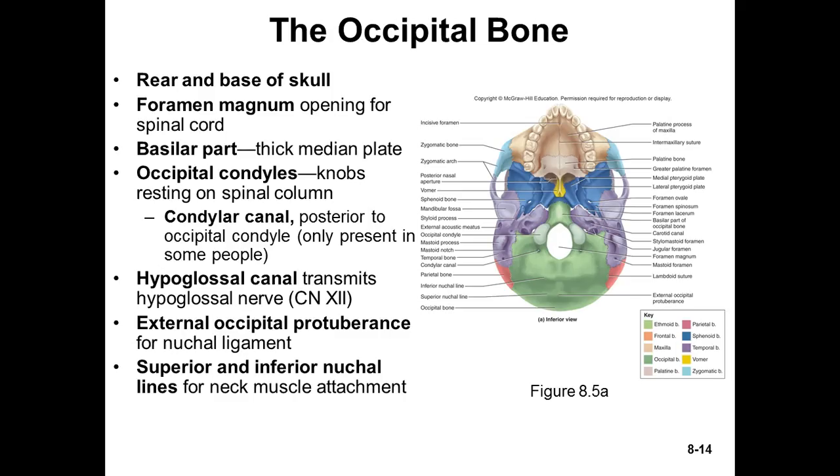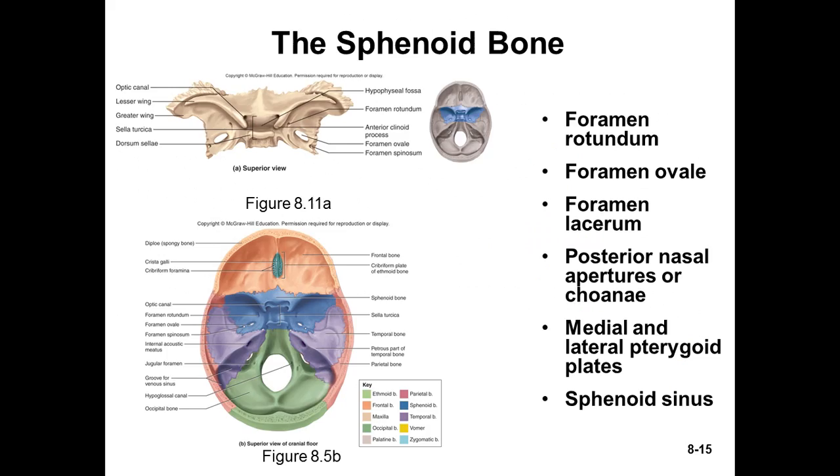Atlanto-occipital joint, atlantoaxial joint, pages 249 to 250 of your textbook. A lot of this stuff I'm just going to bypass because I'm just kind of talking. Next, the sphenoid bone, which is a pretty good one.